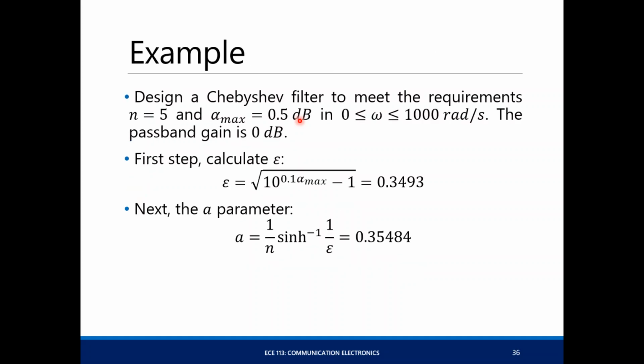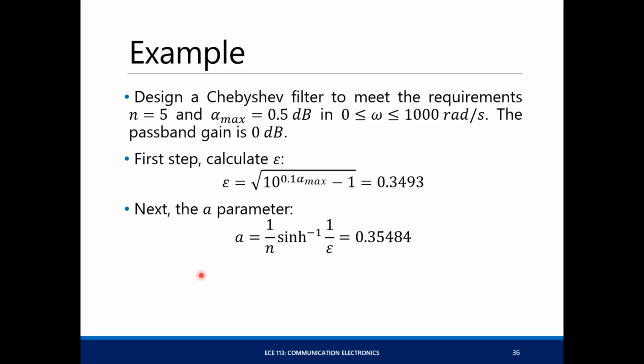Example. To illustrate that, let's have the same specifications as we used for the Butterworth earlier, but this time let's say we have an order of 5. Maximum attenuation is 0.5 dB within a passband of maximum frequency omega p of 1000 radians per second. The passband gain is 0 decibels. First, calculate the error. If alpha max is 0.5, then the error can be easily calculated, and you get this value right here.